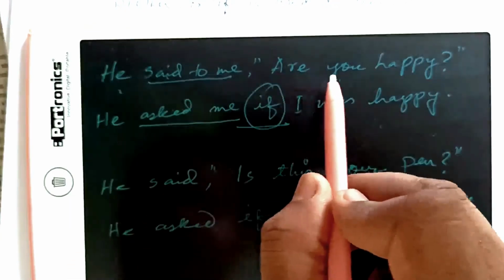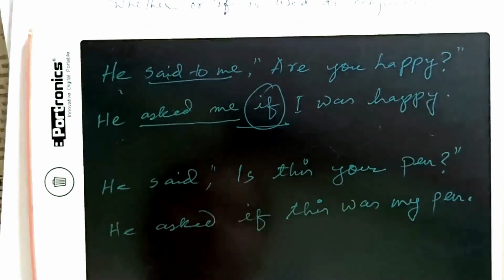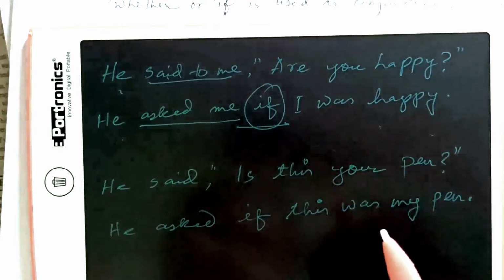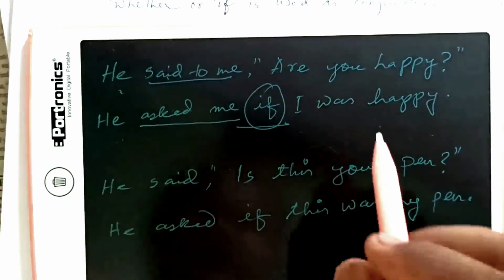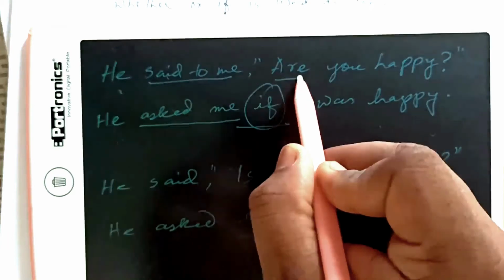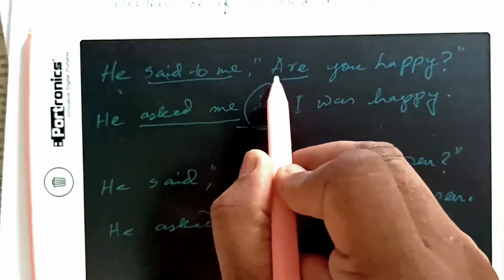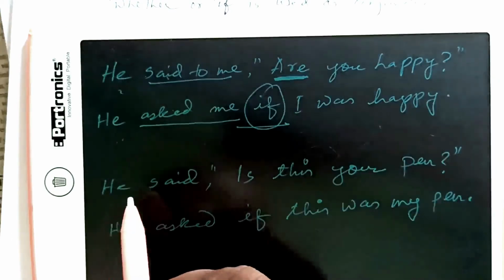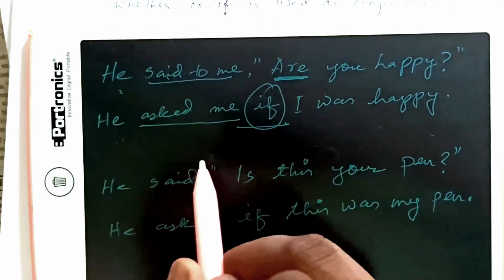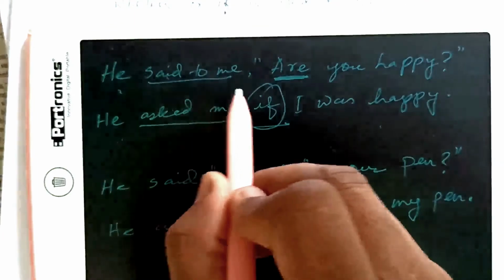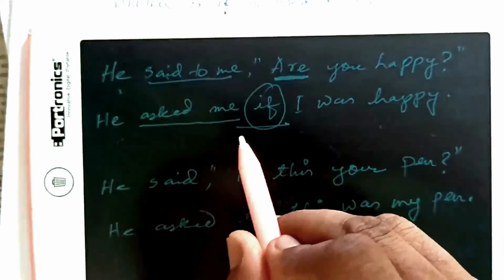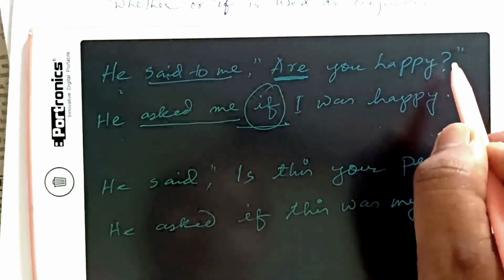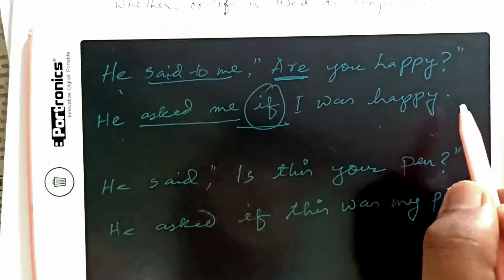He said to me, are you happy? Now first thing first, what you need to do in an interrogative sentence: you will find in an inverted question that auxiliary verbs are starting the sentences, but since we have to change the interrogative form into assertive form, from question mark to full stop, we have to change the sentence.